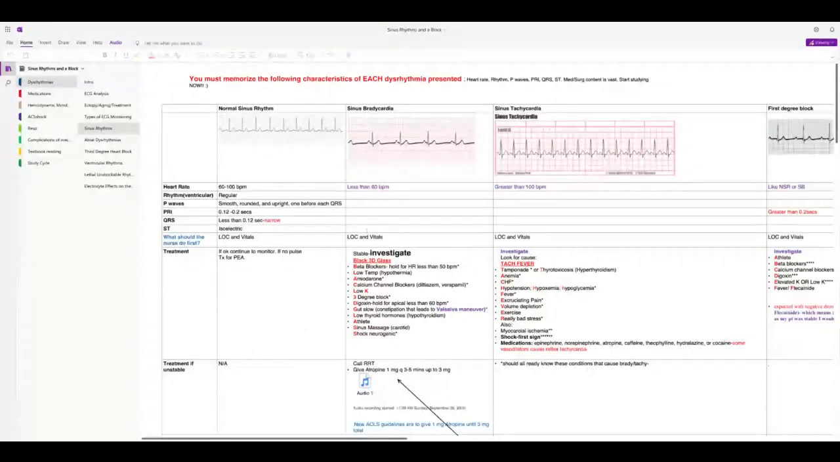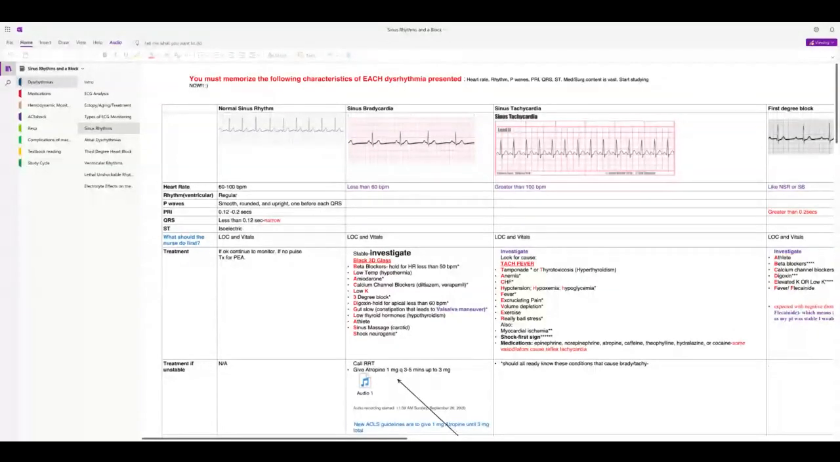Sinus Brady is a heart rate less than 60, but all the same characteristics. Now, your brain receives 25% of your cardiac output. So if your rhythm is too fast or too slow, your brain may not be perfusing. So you want to make sure the patient's not getting confused and drowsy, okay? So you always check the LOC with the vitals, all right?